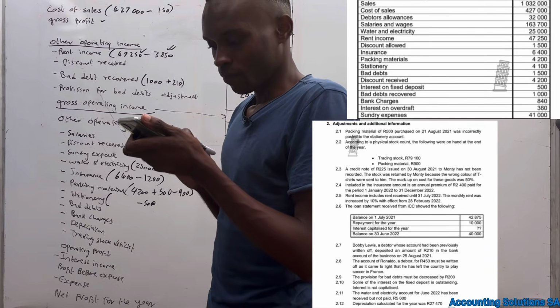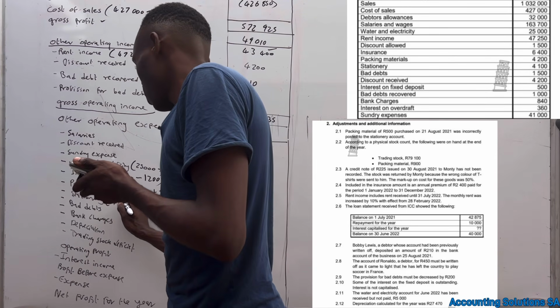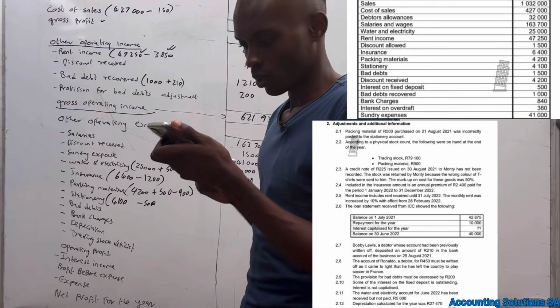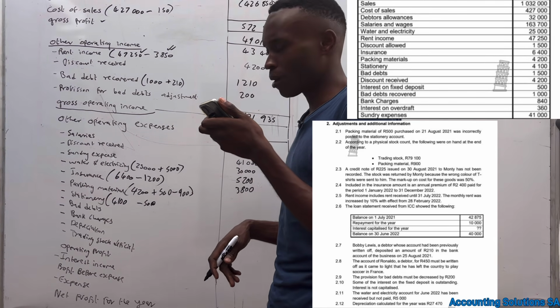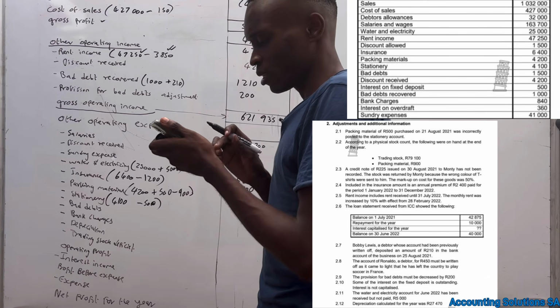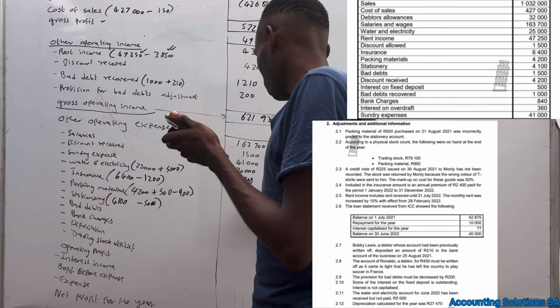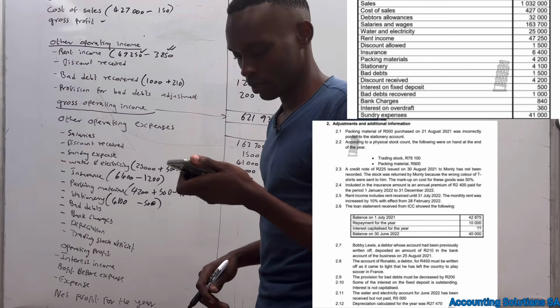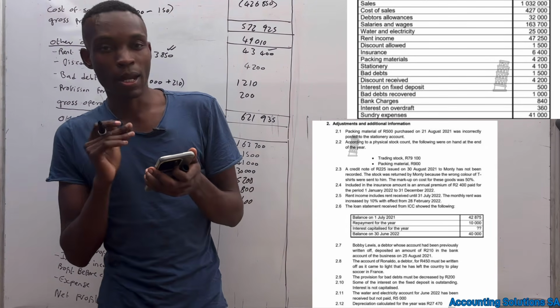Then the next one, stationery, we have 4,100 this side from our table. If you check on our balances, it's 4,100. Then we minus 500. Then we're gonna get an amount of 3,600, just like that.